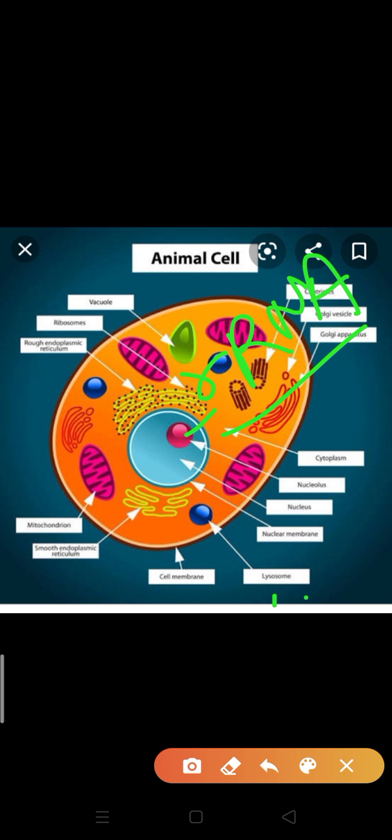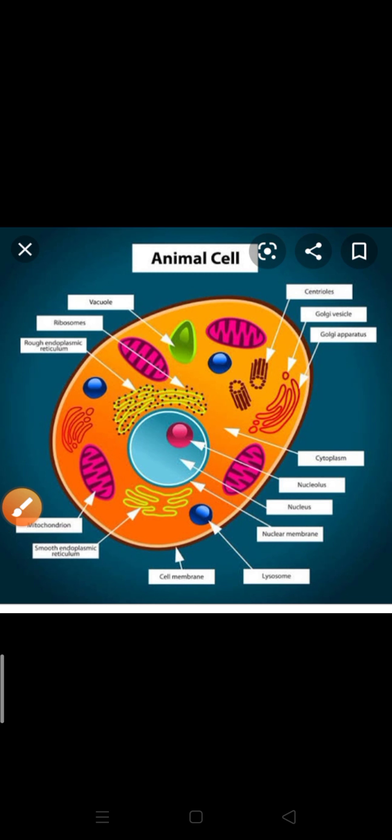Okay, in the nuclear membrane outside of the nucleus, several pores are present. These pores are responsible for the movement of substances from the cell to the nucleus. I hope that much is clear.